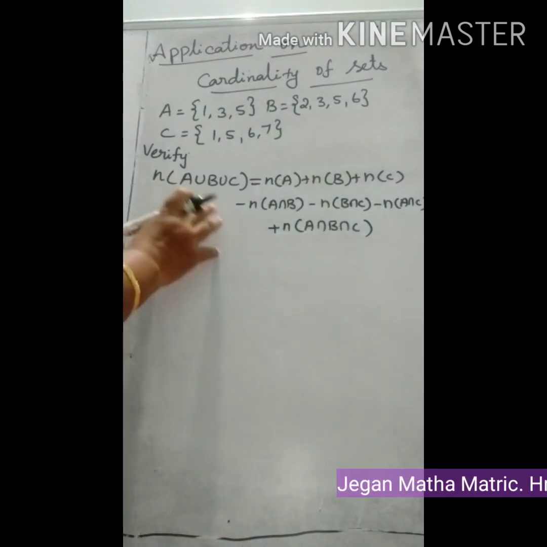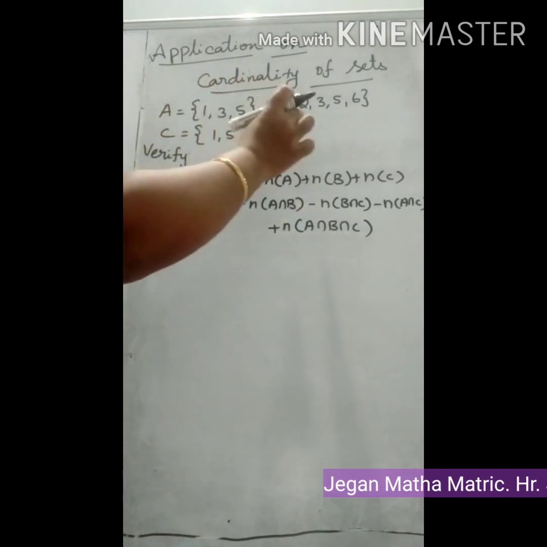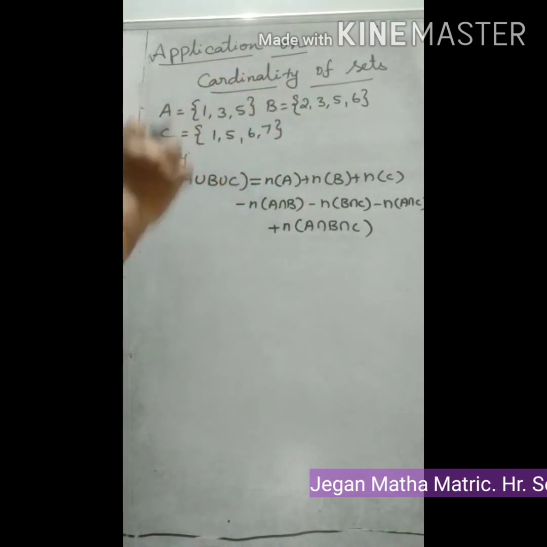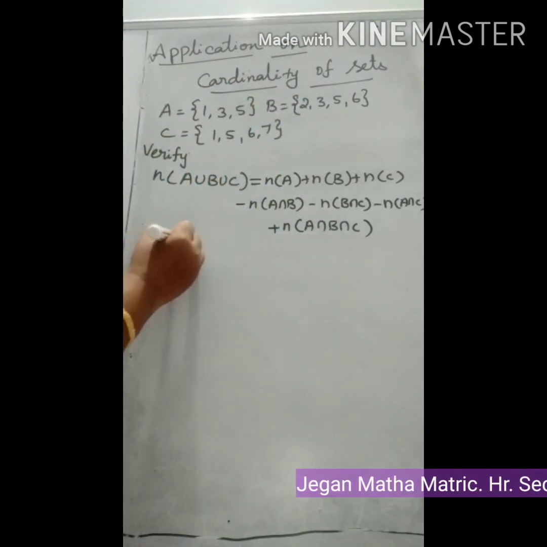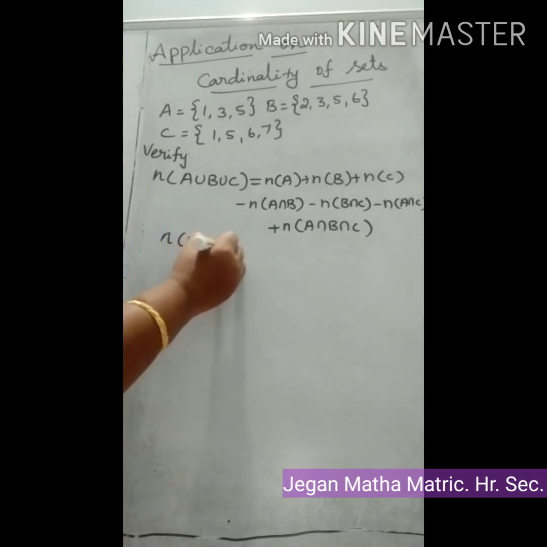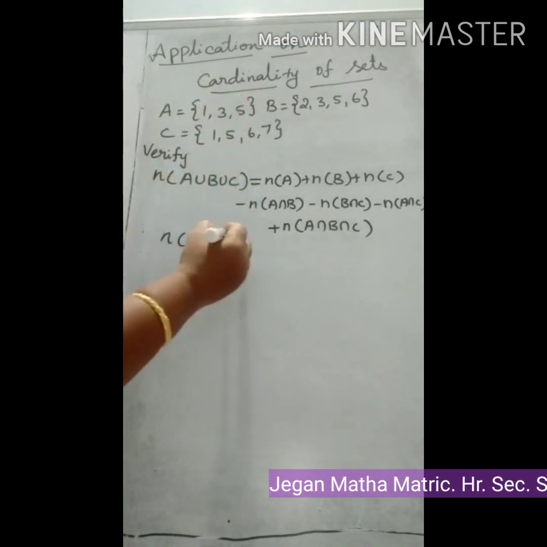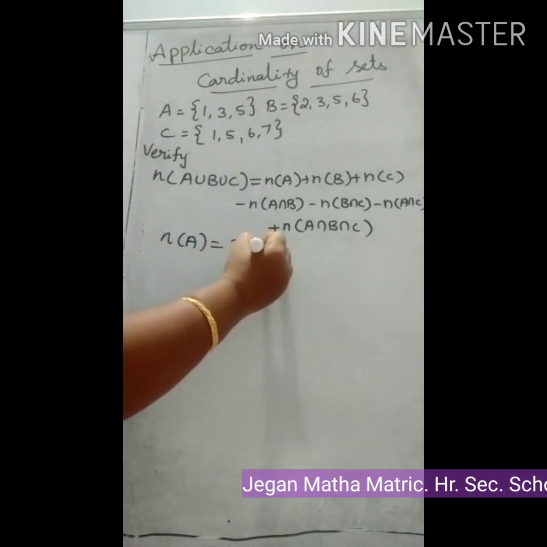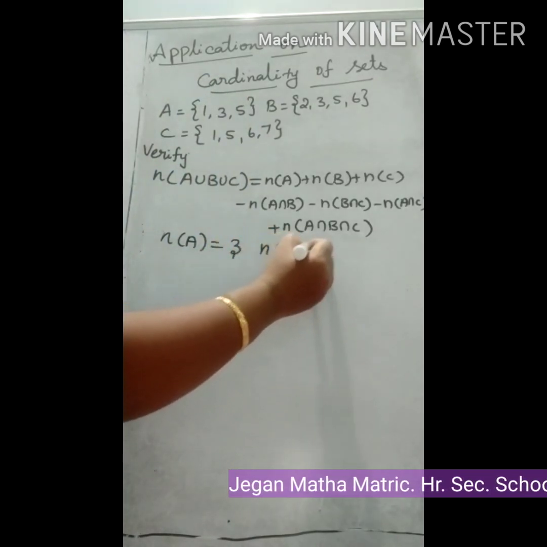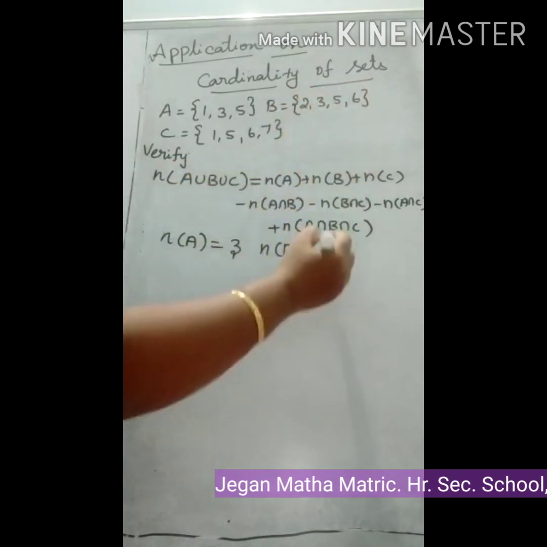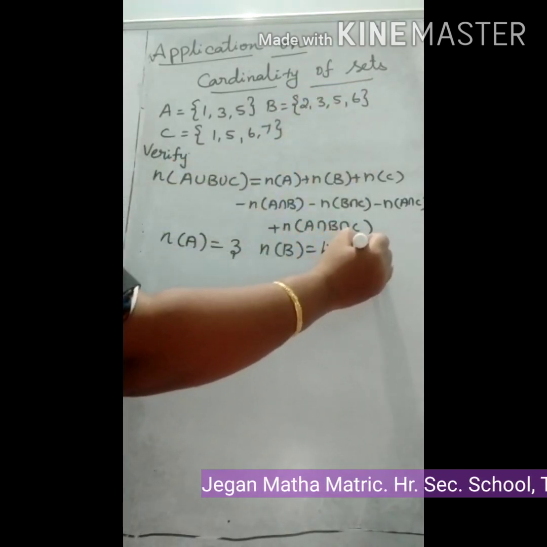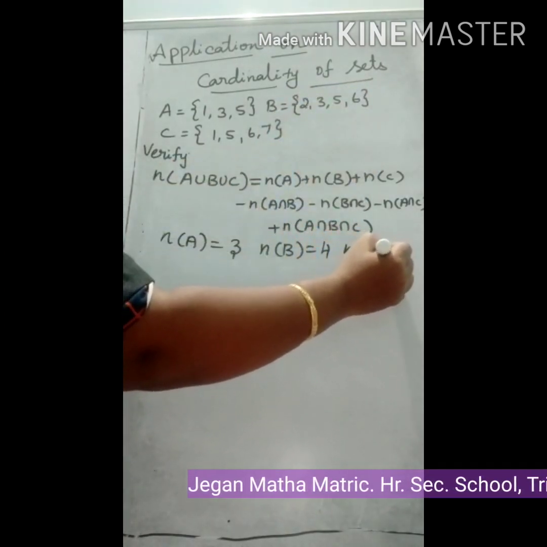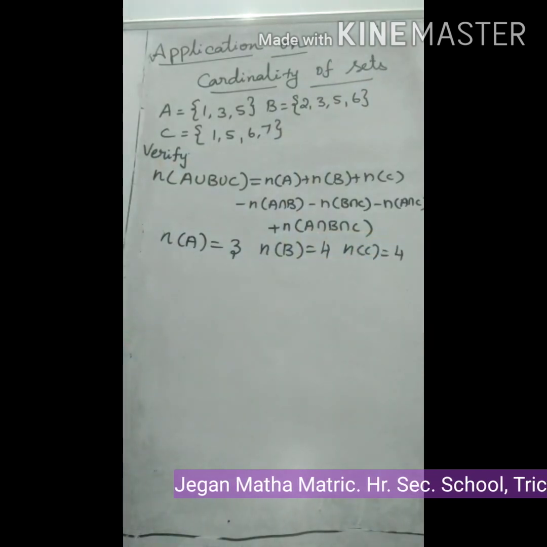Now we have to find the number of elements in A, in B, and in C. First, n(A): how many elements are in A? That is 3. So n(A) = 3. And n(B): 1, 2, 3, 4 elements are there. And n(C) = 4 elements.